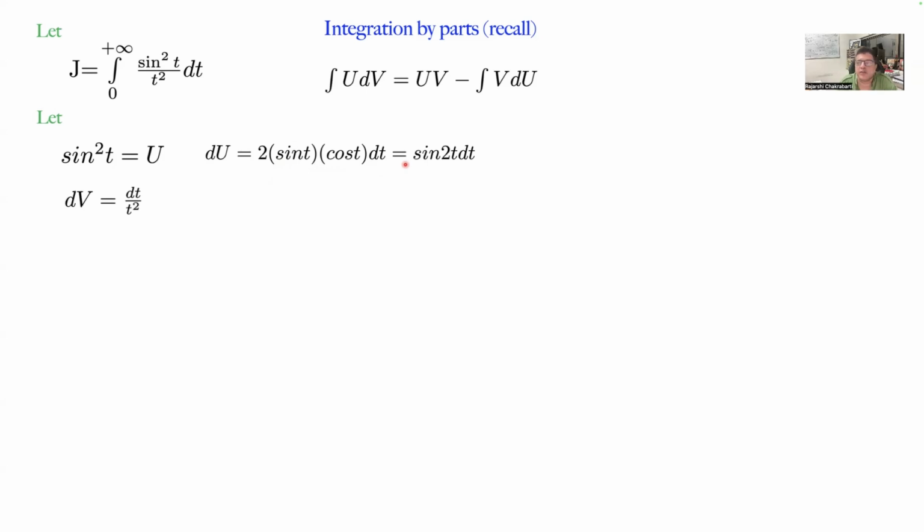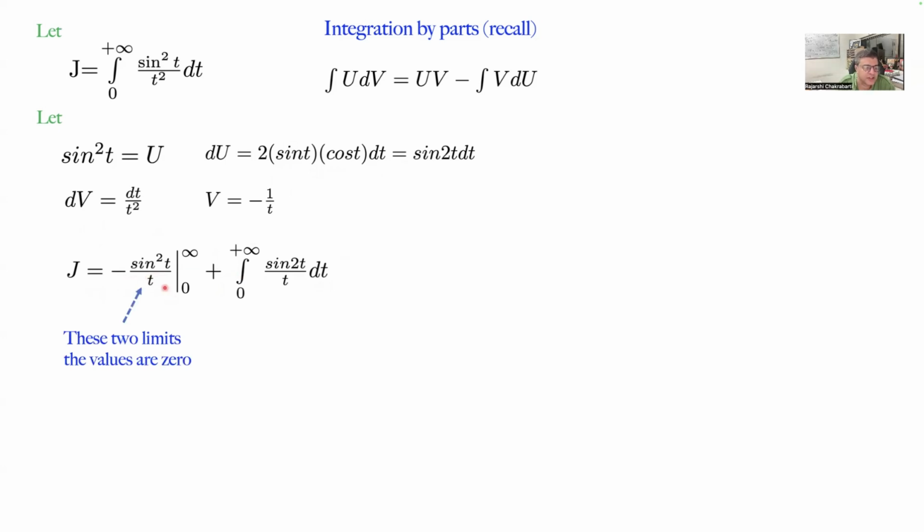Similarly, if you take dv to be dt over t squared, your v becomes minus 1 over t. Then you make use of the formula, and the integral J becomes minus sine squared t over t from 0 to infinity plus this integral. So let us look at this term carefully. The first term actually is 0 because at the two limits, when t goes to 0 or infinity, the function becomes 0. Why? Because sine squared t varies from 0 to 1, and 1 over t becomes 0 when t goes to very large values. And on the other side, sine t becomes 0 when t is 0.